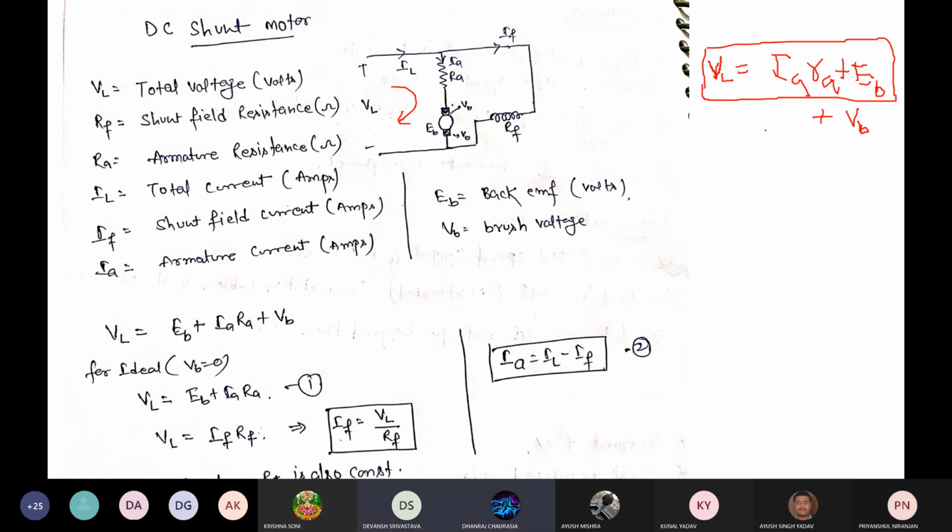Yes, sir. Okay, but in the ideal case I have assumed that VB is 0 across the brushes, so I have neglected it. So here you can see VL equals EB plus IA RA plus VB. For the ideal case VB equals 0, so VL equals EB plus IA RA.